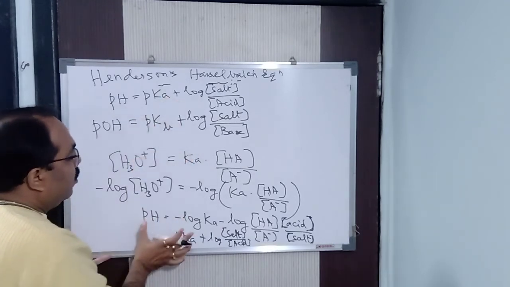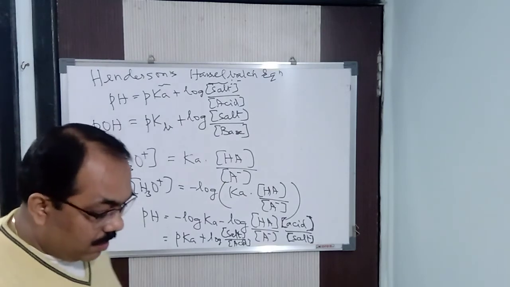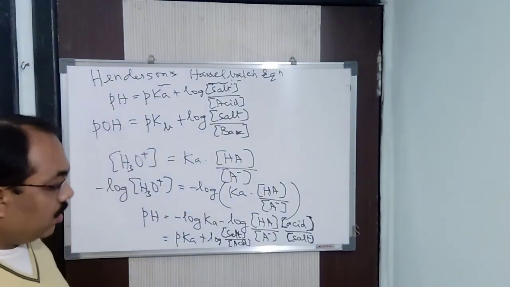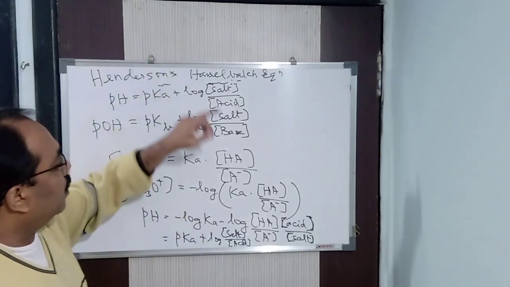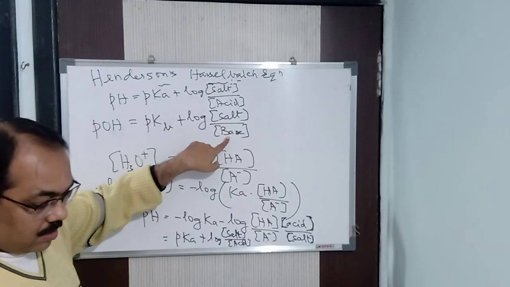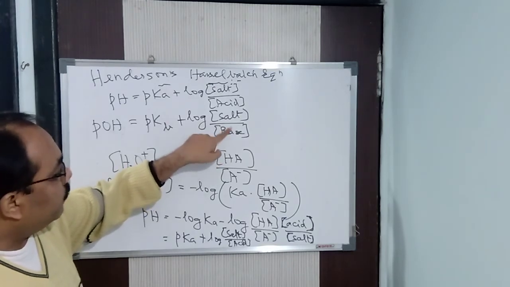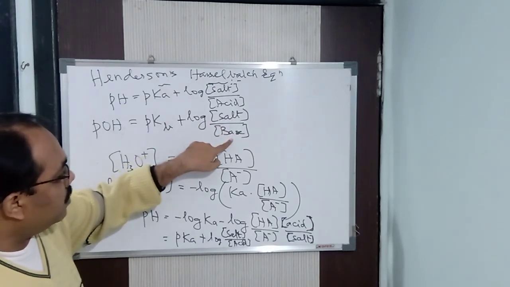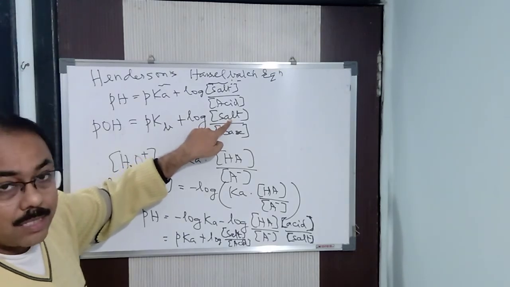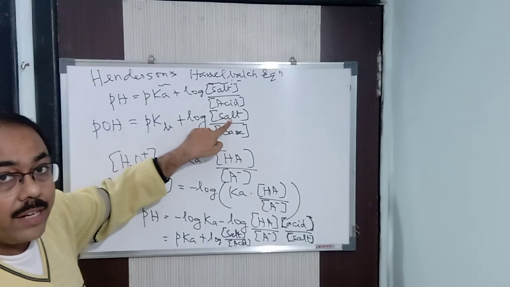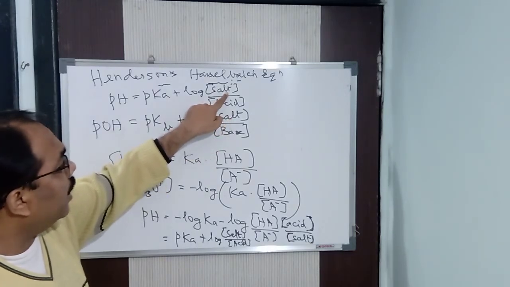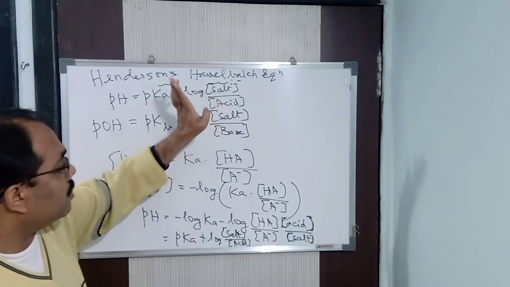This formula I have derived it already. This is for acidic buffer, so to say. Now instead of salt by base, the base will be there. Here instead of salt I can write it is a conjugate acid. Got it? I can write it's a conjugate acid. And here also same thing, I can write it's a conjugate base by acid.